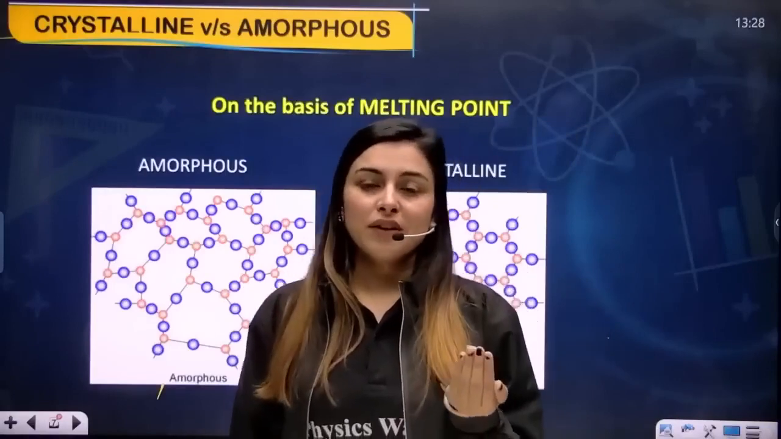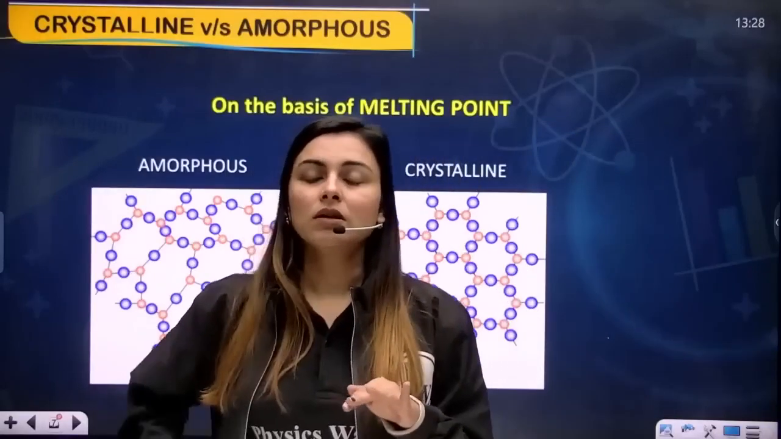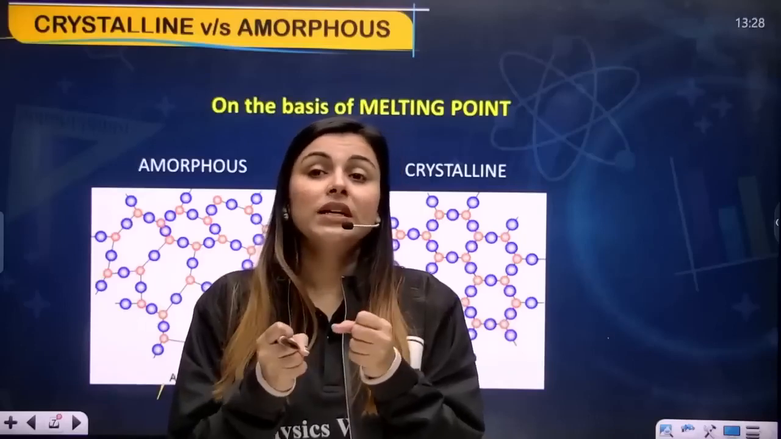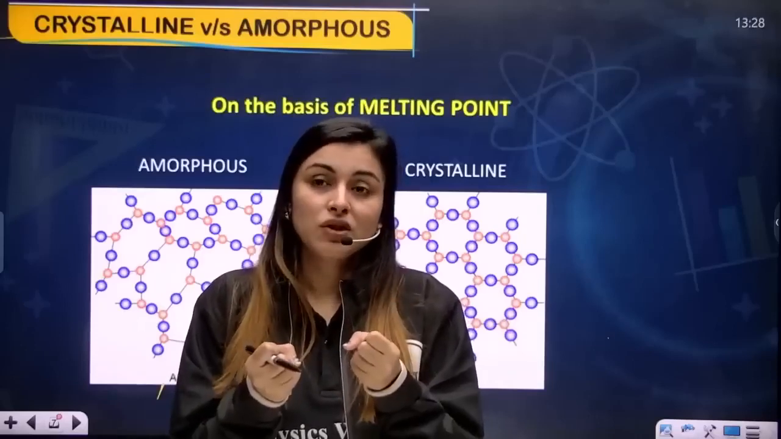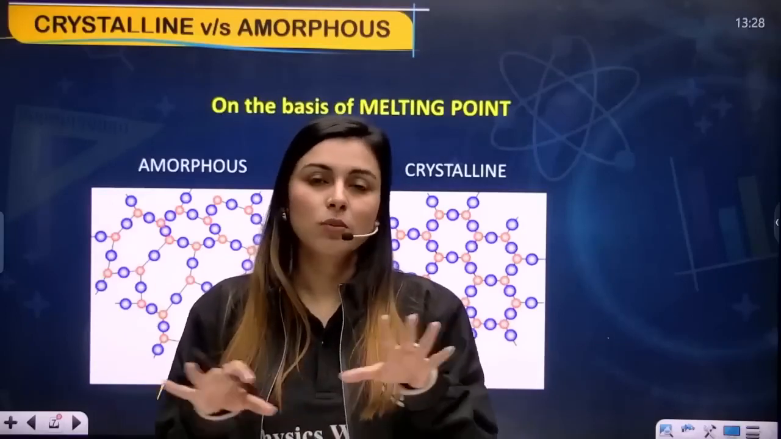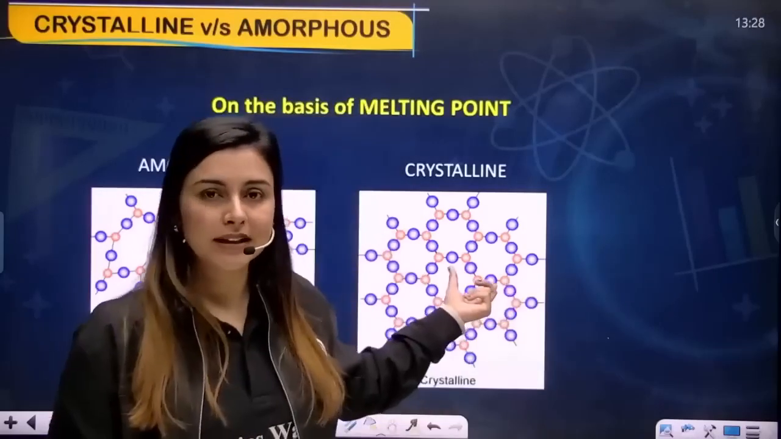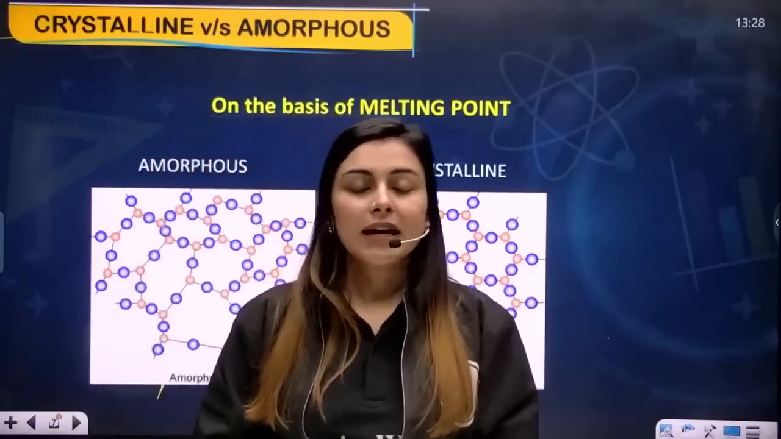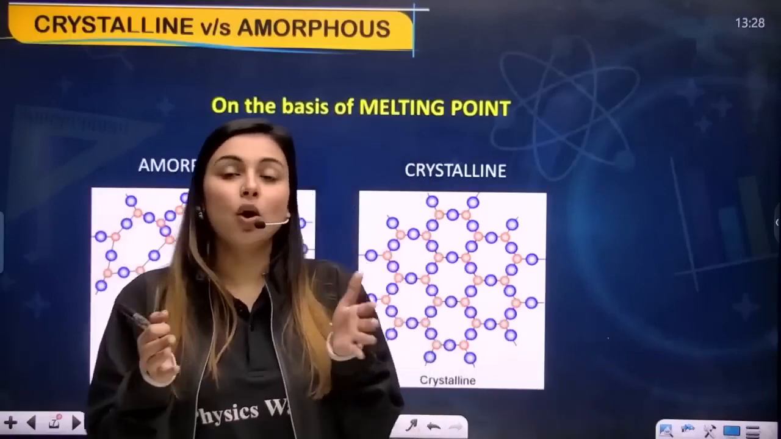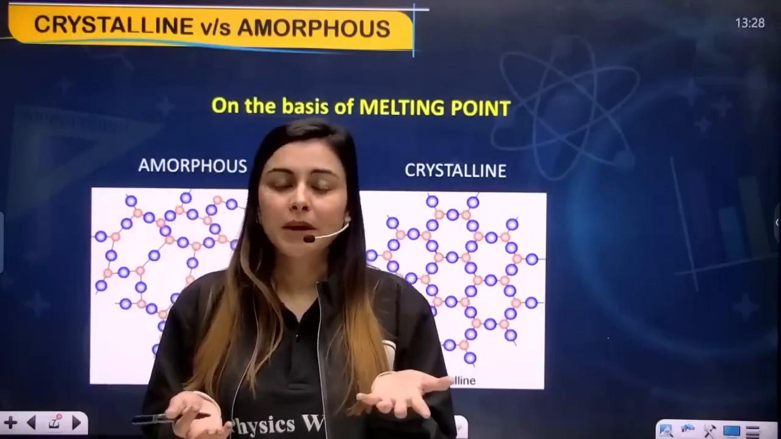The more the force of interaction, the higher will be the melting point, because since the interaction is strong, you need a higher temperature for the bond to break, right? Yes, and only then will you get the melting of the solid, right? Yes. So this means that the closer and more ordered the arrangement, the higher the melting point.